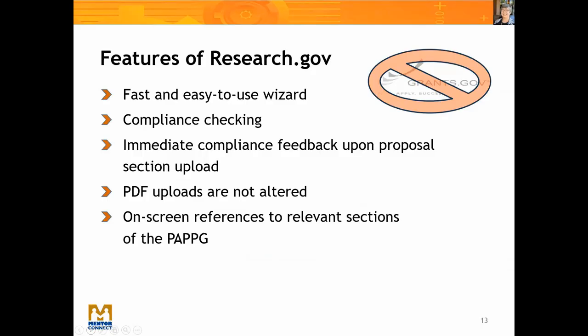The PDFs are not altered when you submit them, so you don't have to worry about those strange symbols that can get inserted in your document. And there are on-screen references to the relevant sections of the PAPG. When you click on a reference, it takes you to that section automatically. So again, use research.gov to submit your ATE grant to make use of these features.